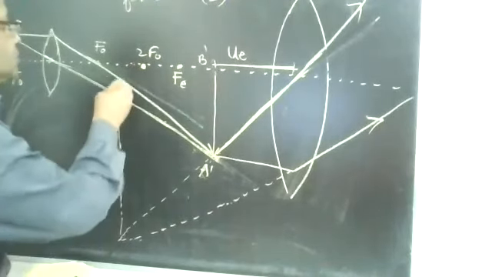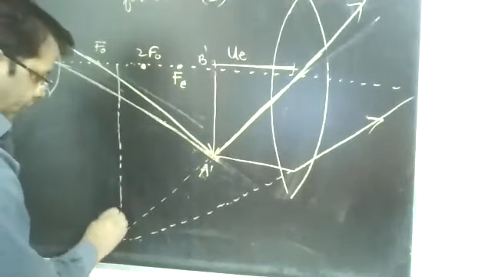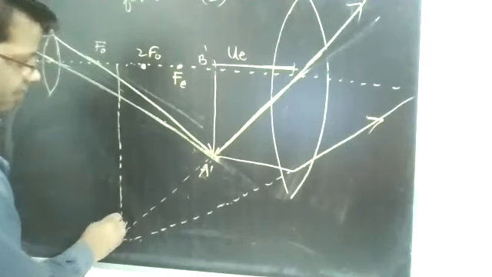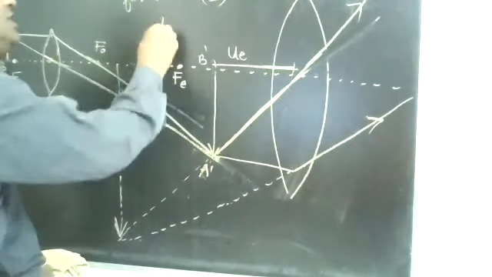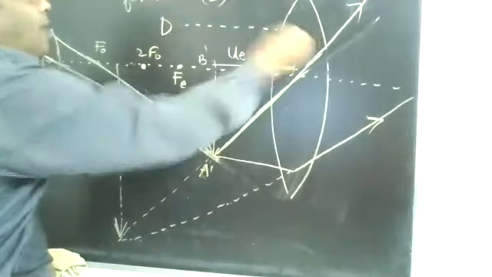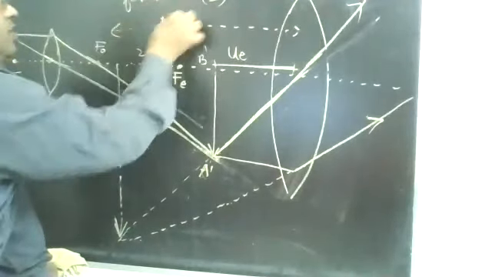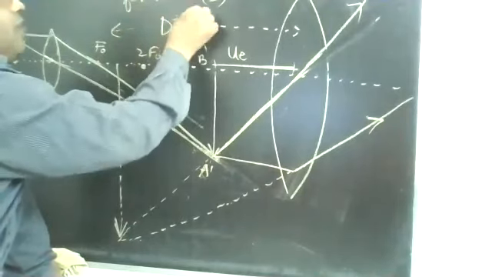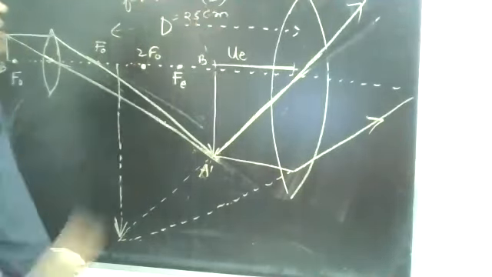And the image formed is highly magnified. This distance is D, from the eyepiece, 25 centimeter. D means what? 25 centimeter. See here, once again.